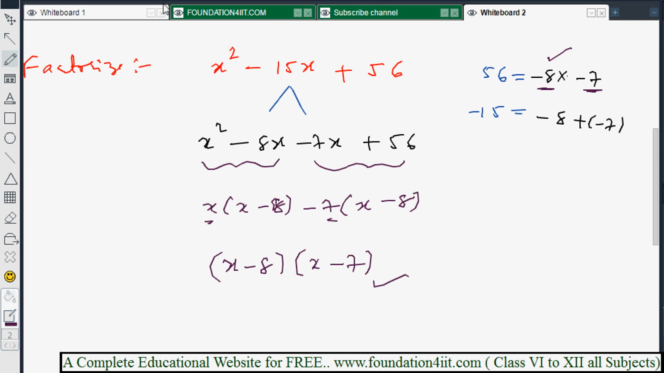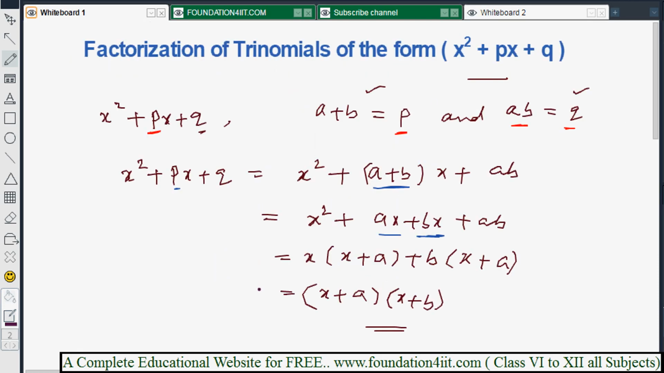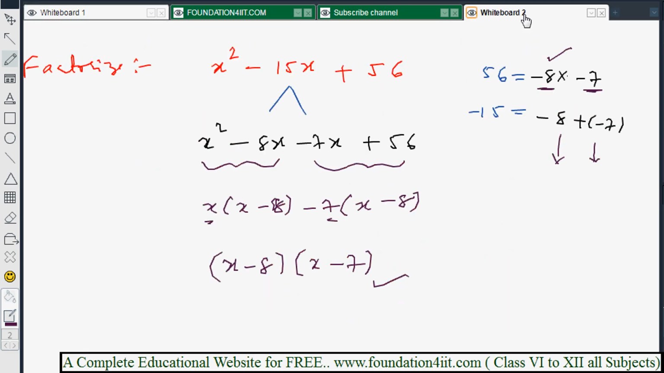That's it. Once you get the a and b values, here this is a and this is b, minus 8 and minus 7. So finally the answer is x plus a into x plus b, right? So a and b are minus 7 and minus 8, and we get x minus 8 into x minus 7. So factorization is very simple.